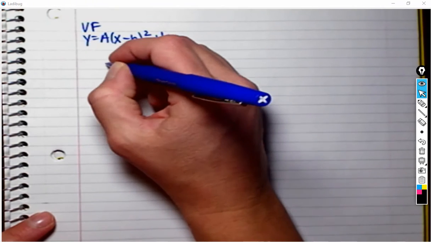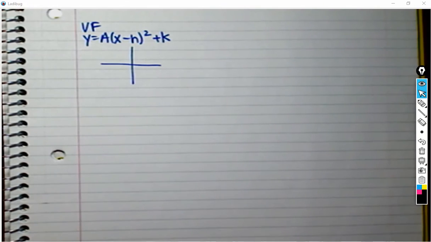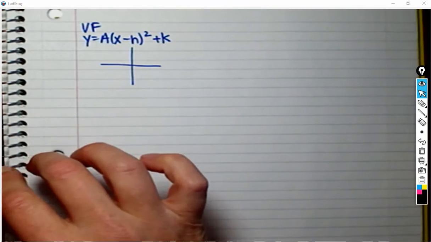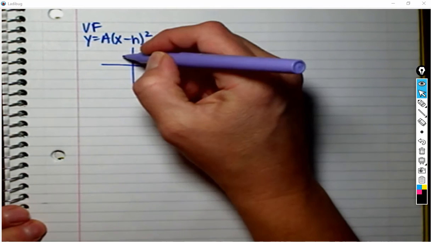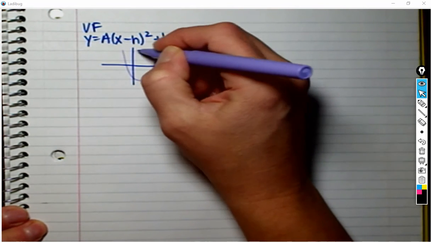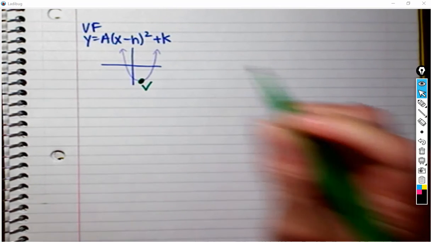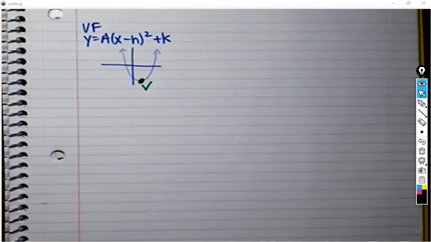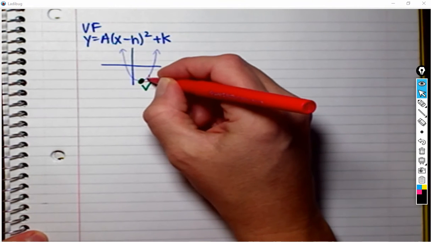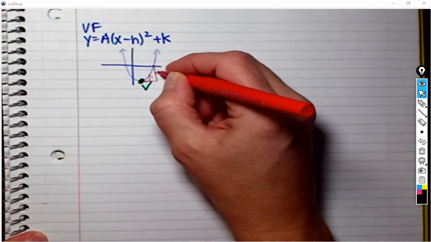Okay, so we have vertex form, which looks like this, all right? And when you graph in vertex form, the first thing you do is plot the vertex. The second thing you do is you count the points. Okay?